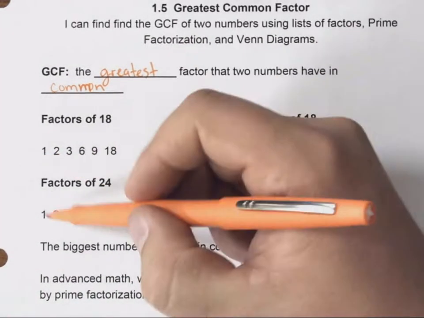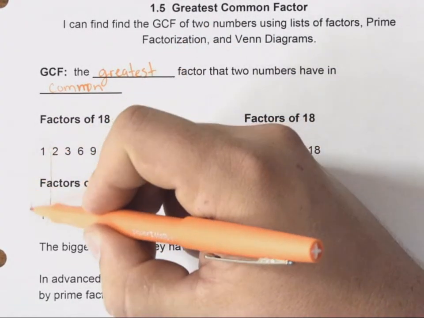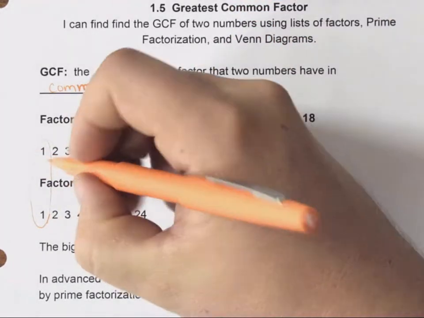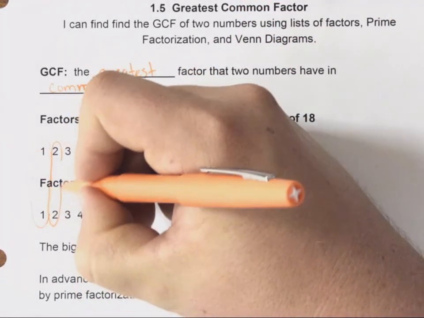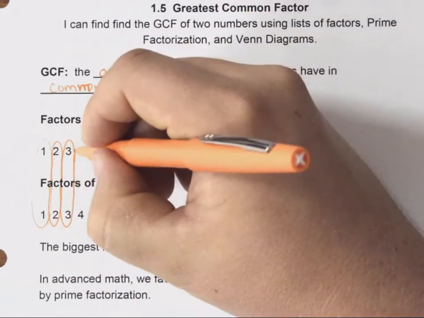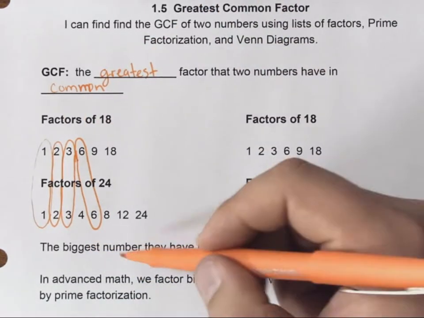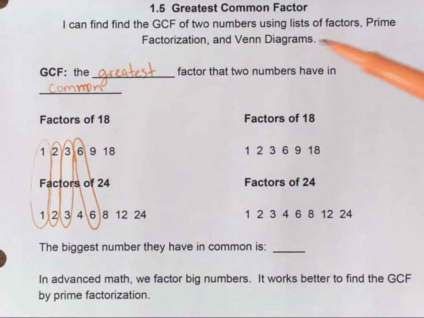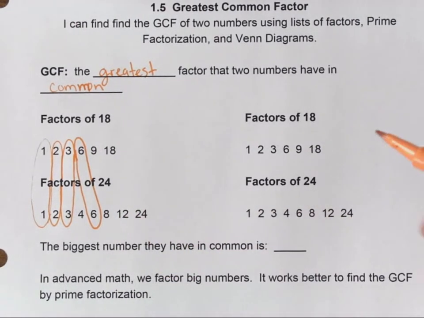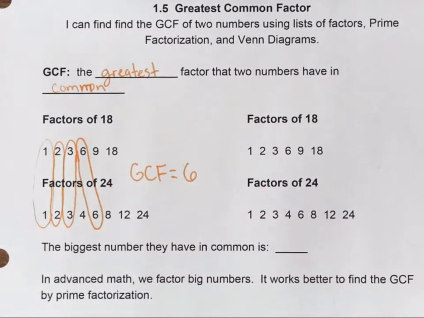So if I look at comparing these two sets of factors, I can say, well, we know that 1 goes into both 18 and 24, 2 goes into both 18 and 24, 3 goes into both 18 and 24, and 6 goes into both 18 and 24. Okay, those are the only ones that match both of them. So if we are looking for the greatest factor that two numbers have in common, well, the biggest one is 6. So the greatest common factor, the GCF, equals 6.